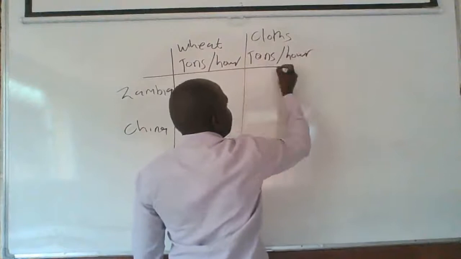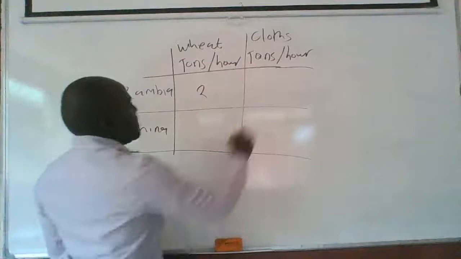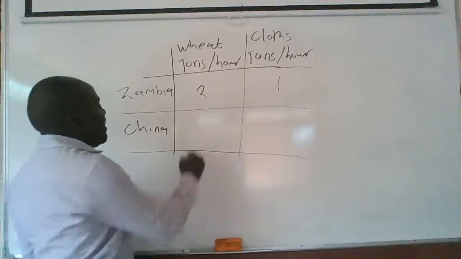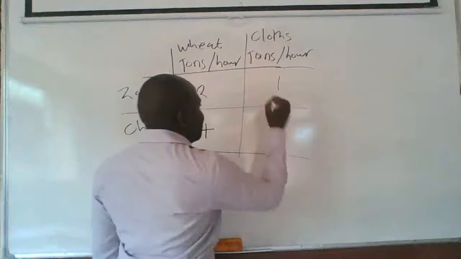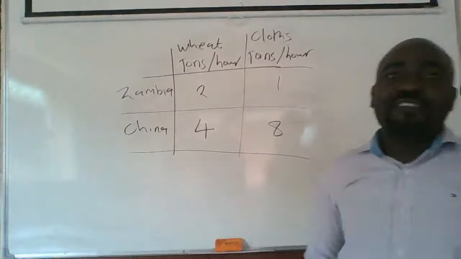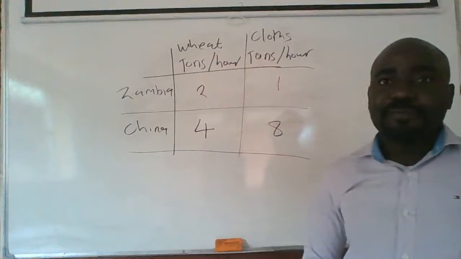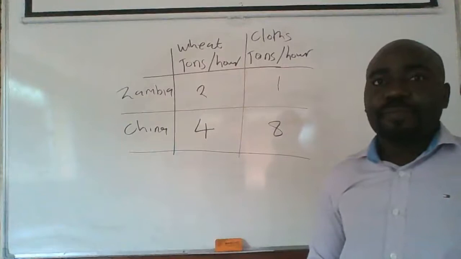So if we assume that Zambia is able to produce 2 tons of wheat in an hour and 1 ton of clothes in an hour, and if we assume that China is able to produce 4 tons of wheat in an hour and 8 tons of clothes in an hour, then from here we can ask ourselves the following questions. Maybe let me throw this to you and see if you guess it right. Which nation has an absolute advantage in the production of wheat? Well, if you say that China, then you are right.